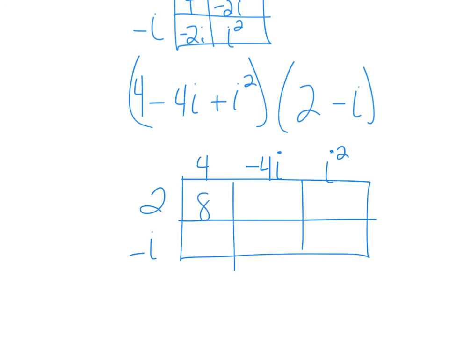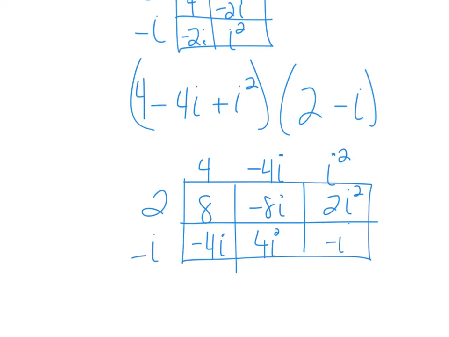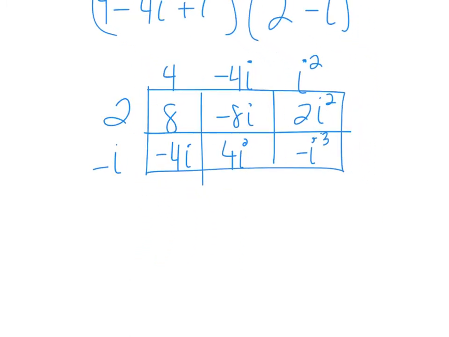2 times 4 is 8. And then 2 times negative 4i is negative 8i. I haven't done it this way, so hopefully I don't mess up. 2i squared. And then negative 4i. And then positive 4i, because a negative and a negative. And then negative i cubed. Oops, what did I just do? Negative i cubed. Okay. And then I will combine like terms.